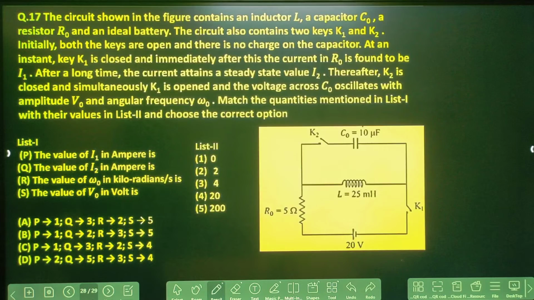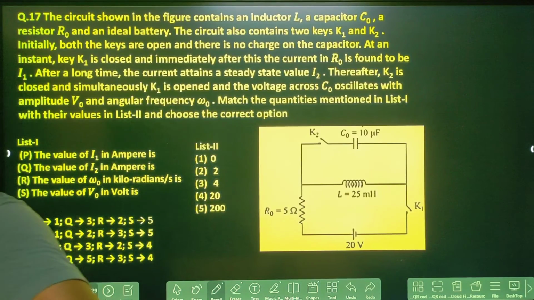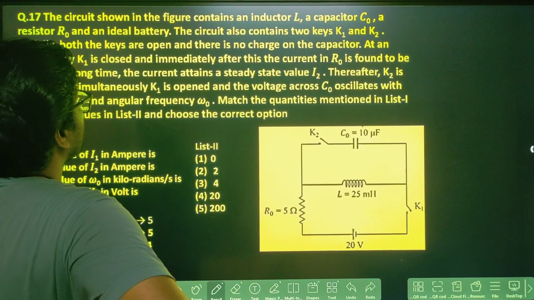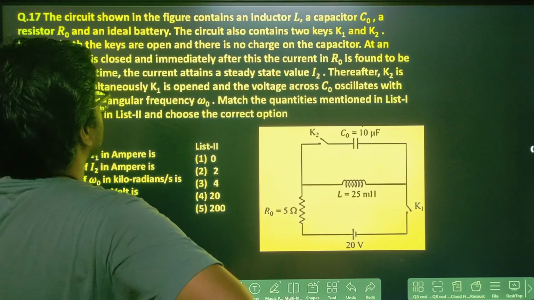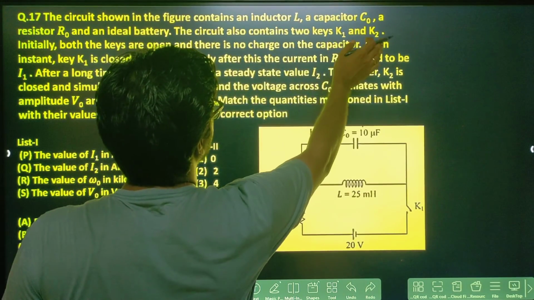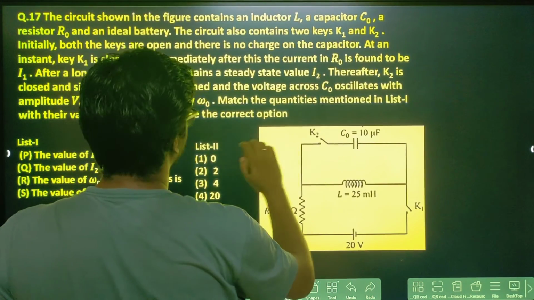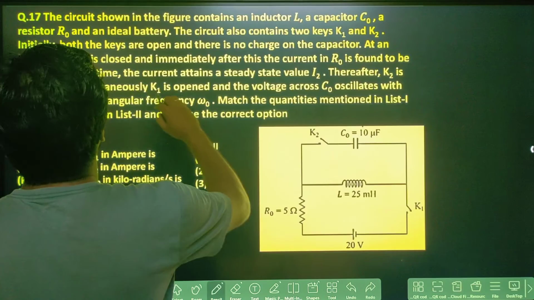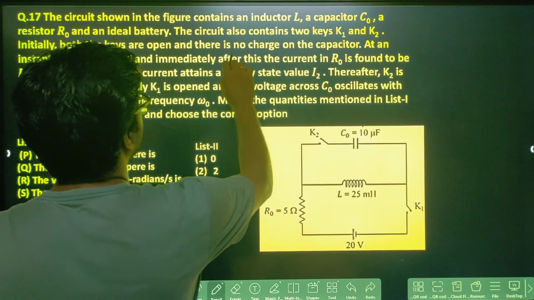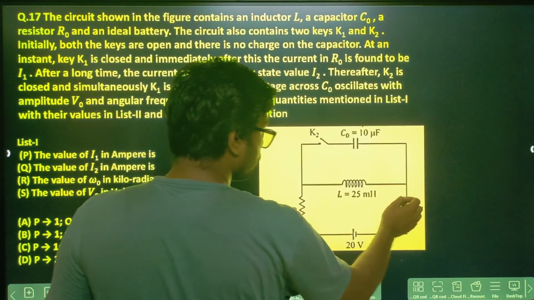Now this is the last question, and you can do it in less than 1 minute. In the circuit shown in the figure, it contains an inductor L and capacitor C0 and R0, ideal battery connected. The circuit also contains two keys K1, K2. Initially both the keys are open, right? There is no charge in the capacitor. At an instant K1 is closed. So K1 you make close.